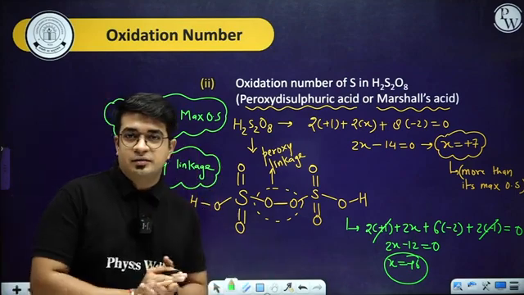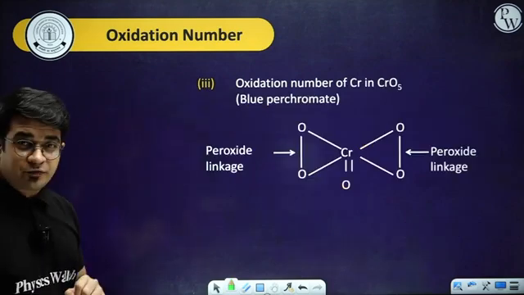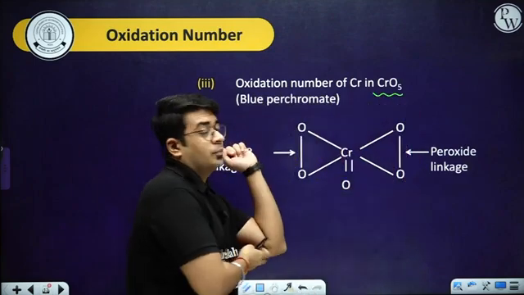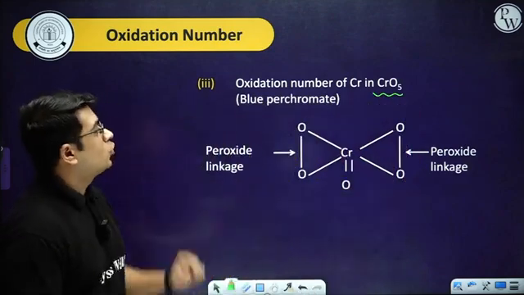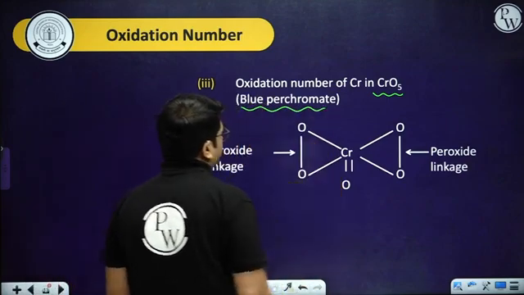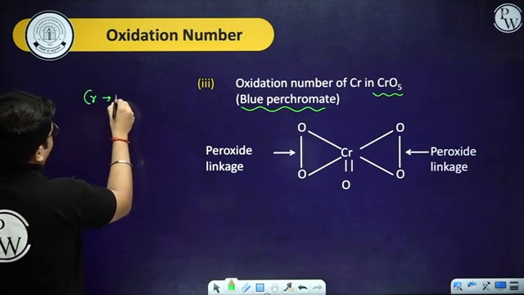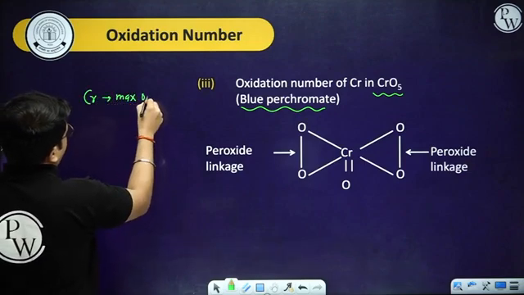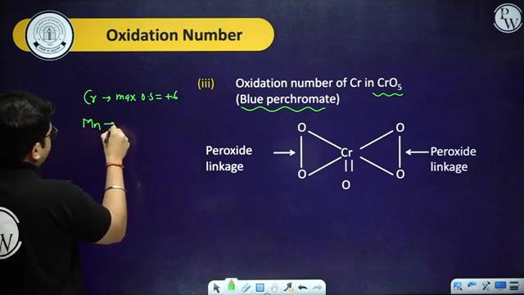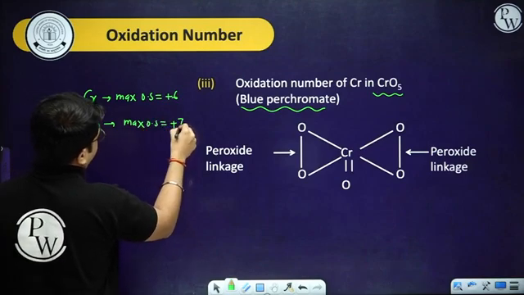I hope this part is clear. Okay. Now in the same way, you can talk about a very interesting compound which will come in your D block, a blue color compound which is known as chromium pentoxide or blue perchromate. So in case of chromium, always remember, the maximum oxidation state will be +6. In case of manganese, the maximum oxidation state will be +7.